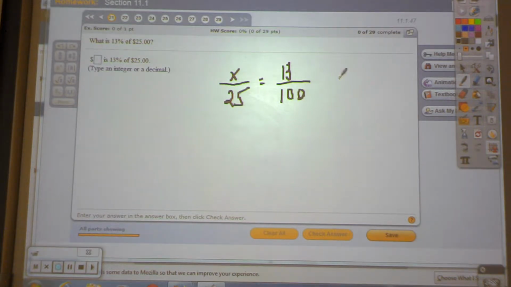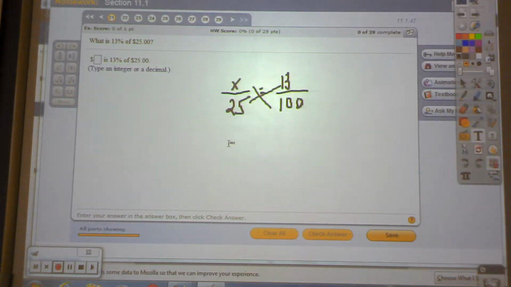It looks hard. It's very hard. All right, so crisscross, and that's going to be 100x. I'll just do it in text, it'll be a whole lot easier. 100x is equal to what? 13 times 25. That's going to be 12, will be 300. It's 325.